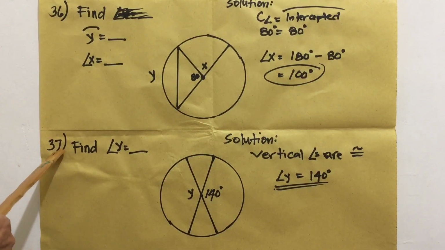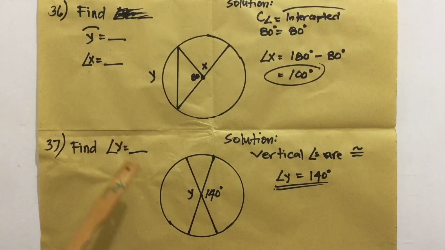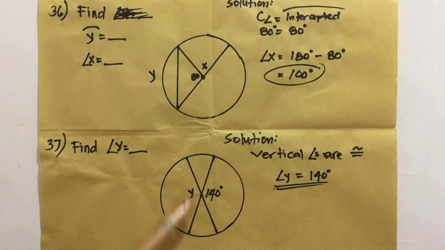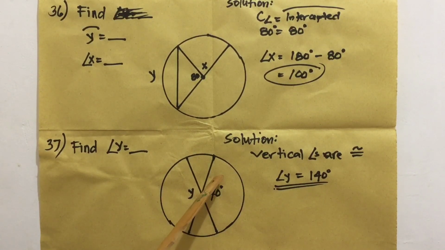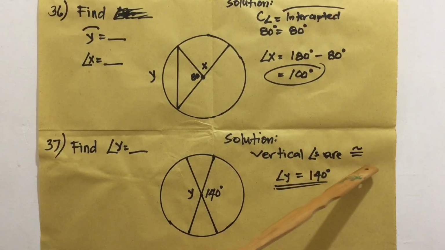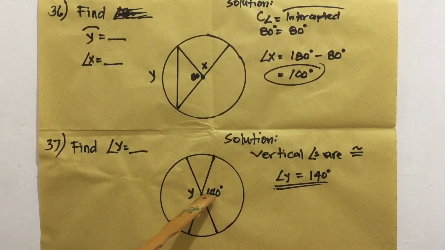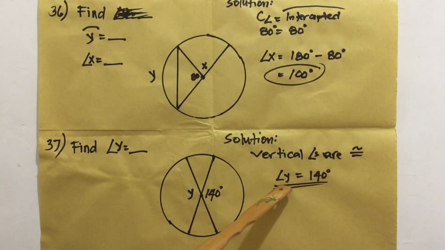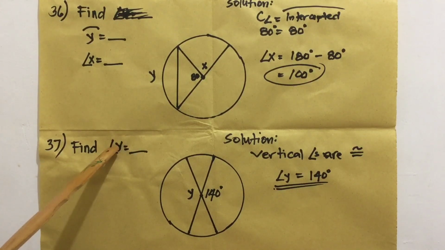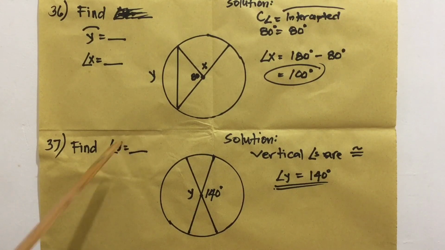Next, number 37, find angle y. So given a circle, there are segments intersecting each other and forming an angle here. This angle is called a vertical angle. Remember in the theory, vertical angles are congruent. So if this is 140 degrees, the angle y is also 140 degrees. Therefore, the angle y is 140 degrees.